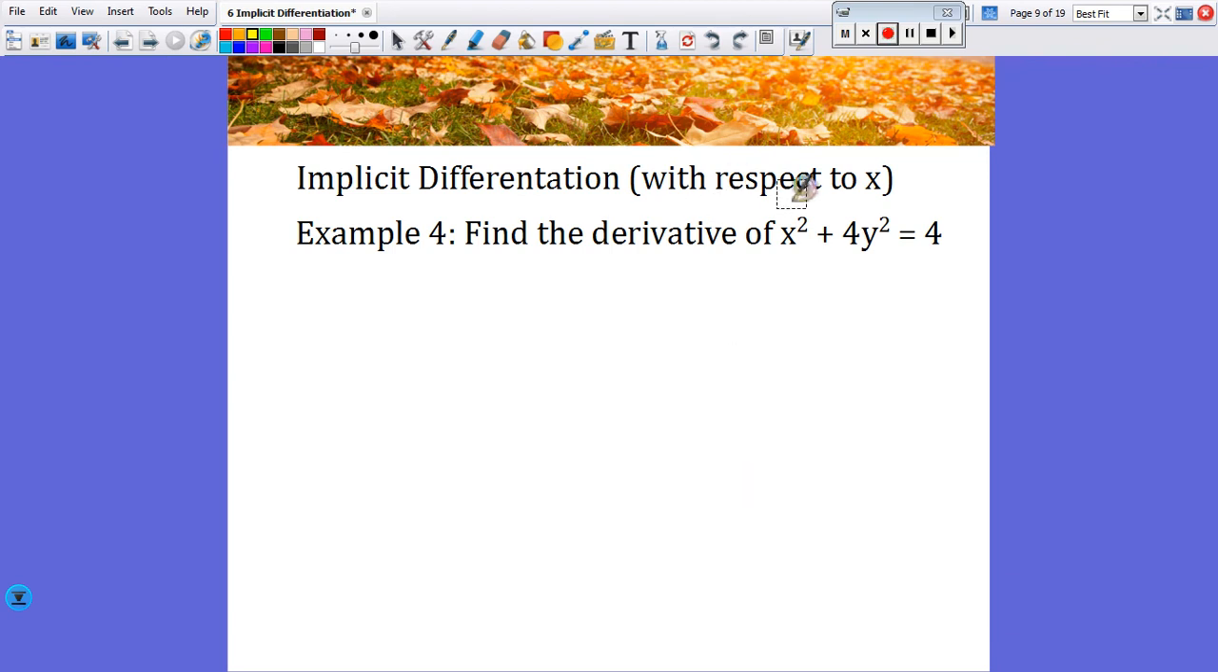In this example, we're taking the derivative with respect to x, so the derivative of x squared is 2x dx dx plus 8y dy dx, derivative of 4 is 0. Again, I'm bringing the 2 down, multiplying by 4 to get 8y times the derivative of y with respect to x. dx over dx is 1, so we get 2x, or rather I skipped a step, negative 2x on the right-hand side, dy dx, divide both sides by 8y, simplify both sides, and our derivative is dy over dx equals negative x over 4y.